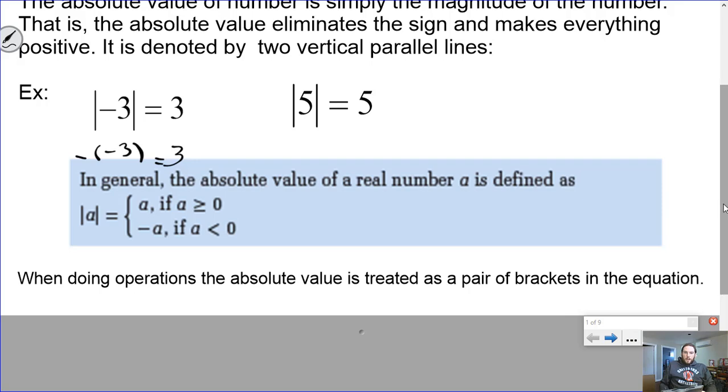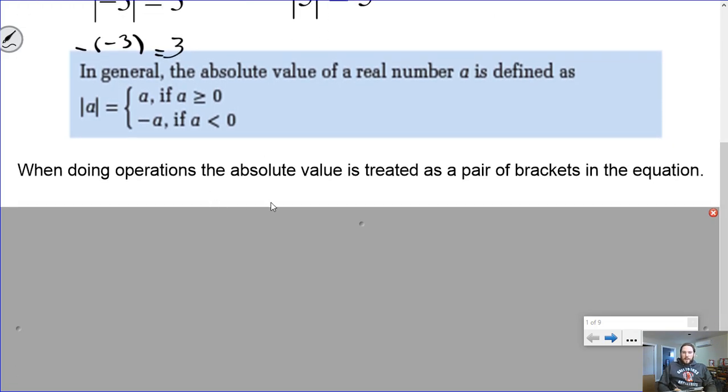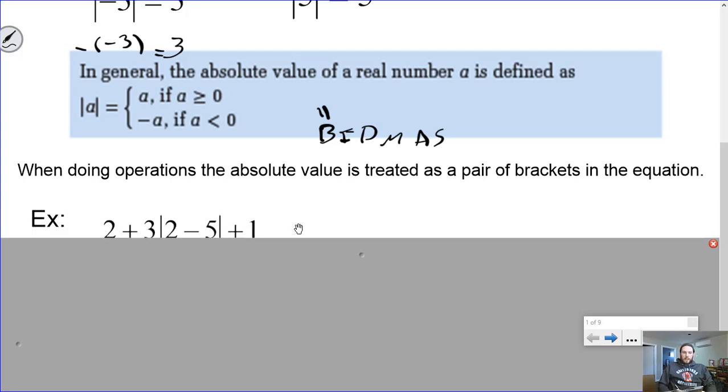When doing operations, the absolute value is treated as a pair of brackets. In our BEDMAS, where we do brackets, then exponents, then division and multiplication, and addition and subtraction, absolute value brackets fall under brackets as well. So in order of operations, we do our absolute value brackets at the same time we would do any other set of brackets.